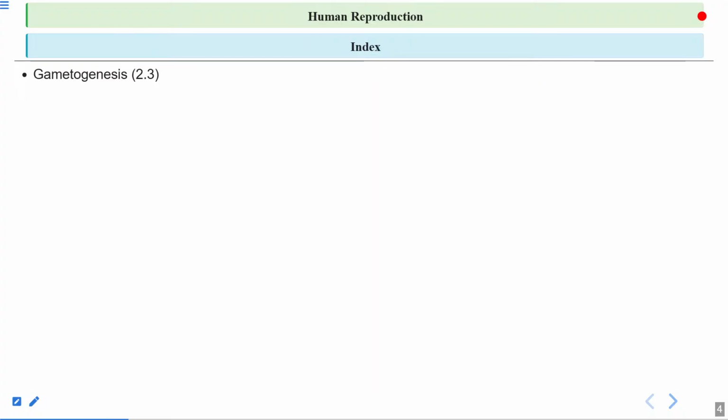So we are talking about gametogenesis now, and within gametogenesis we'll be talking about oogenesis today. Then we will summarize this entire lecture and then we will discuss the DPP related to this topic.